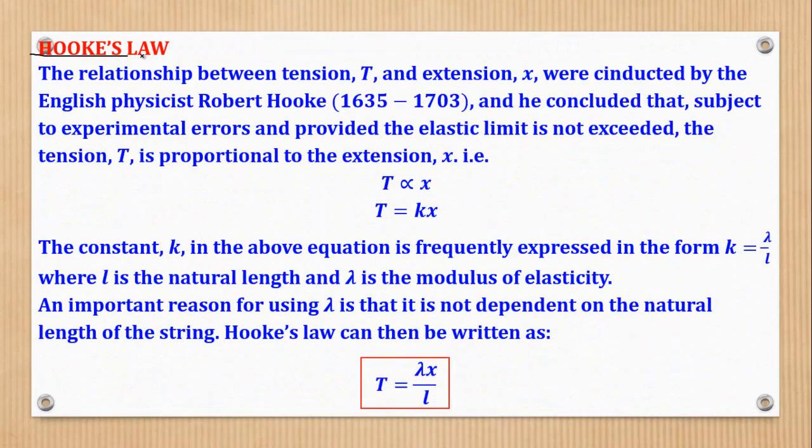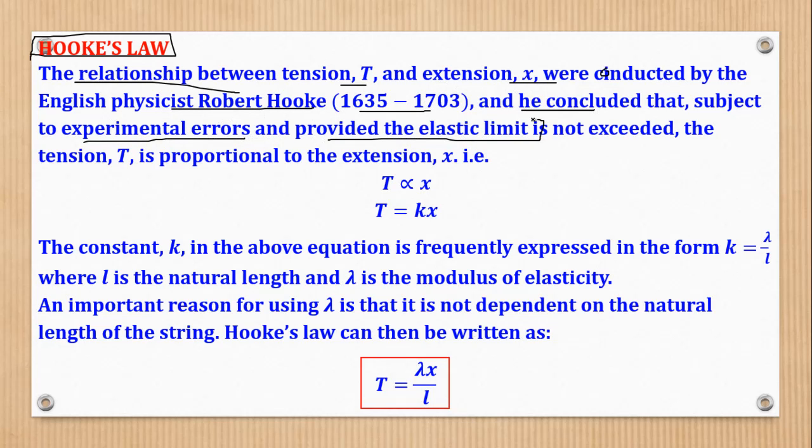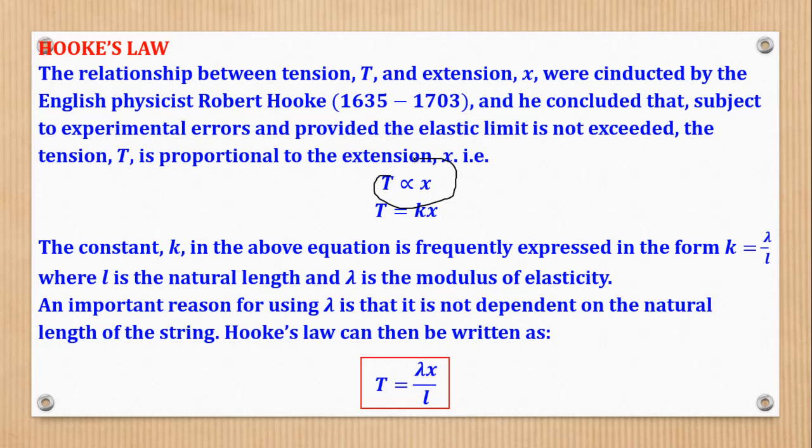Then Hooke's law. You also covered it in your O-level physics, but now we shall also need it here. The relationship between T and x was investigated by the English physicist Robert Hooke. This is the period in which he was alive. He concluded that, subject to experimental errors and provided the elastic limit is not exceeded, tension is proportional to extension. This is the statement we need, which is here: T is proportional to x.